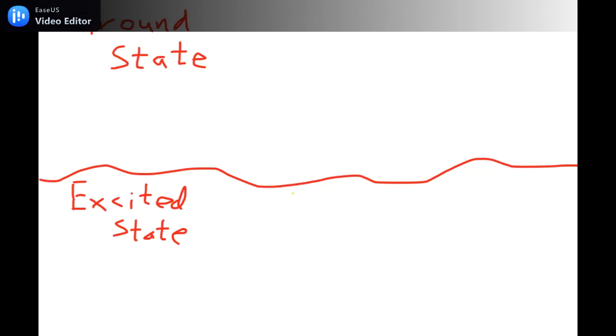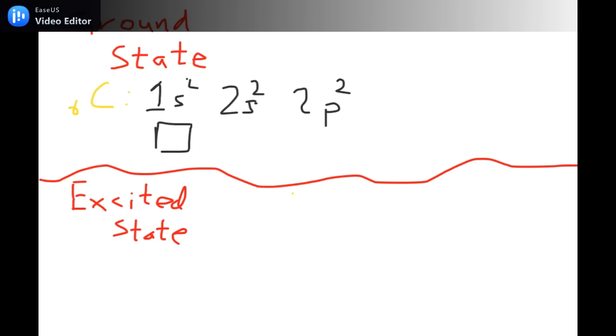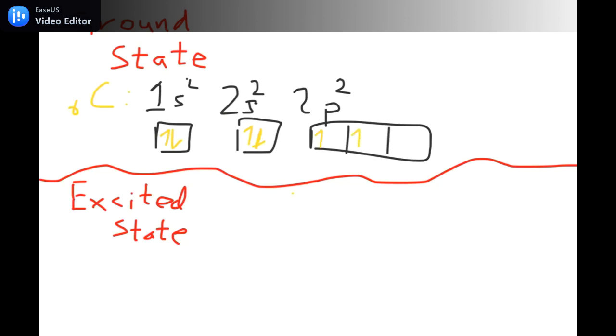element. For example, if we have carbon 6, atomic number is 6, its electronic configuration would be 1s2, 2s2, and 2p2. So if we make this in terms of spin, we have one box here, and 3 here. This would be the electronic configuration.